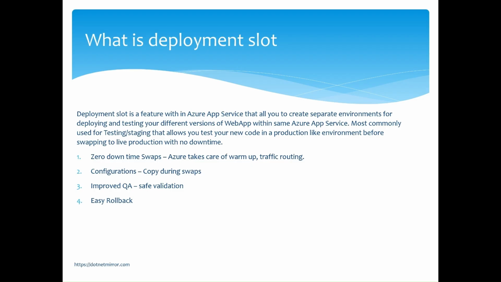These are the reasons deployment slots are a game changer. Zero downtime swaps: Azure handles the traffic routing and warming up your app so your users never see a 404 or any loading screen. You can always do a safe validation: you can test your new code in a staging slot that mimics production exactly. If things go wrong, you can easily roll back after a swap. Anytime you can go back and swap immediately. It's cost effective. You pay only for the App Service plan, not for the individual slots.